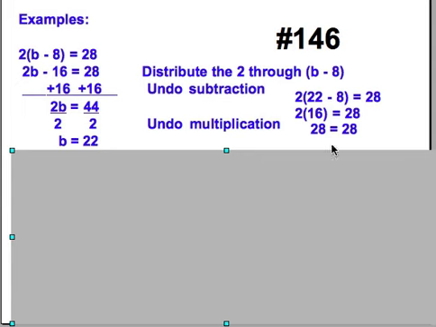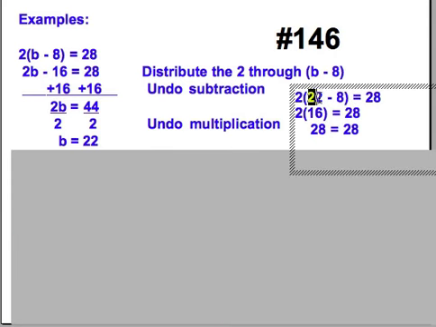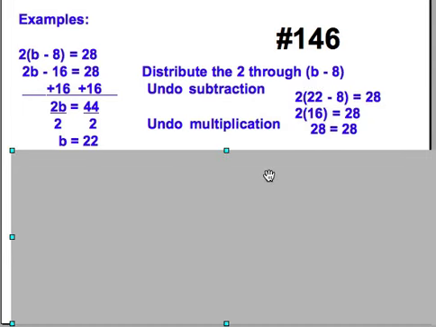PMI didn't do the check, so if you look over here, the b is 22, so in the original problem, instead of a b, I'm going to rewrite with a 22. Now, in the parentheses here, I can simplify that because they are like terms. So 22 minus 8 is 16, and then I do 16 times 2, which is 28, so therefore b equals 22 balances the equation.